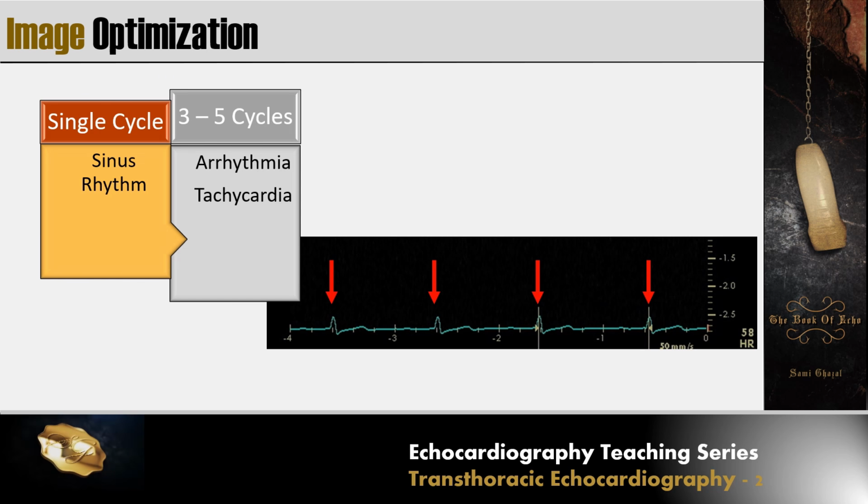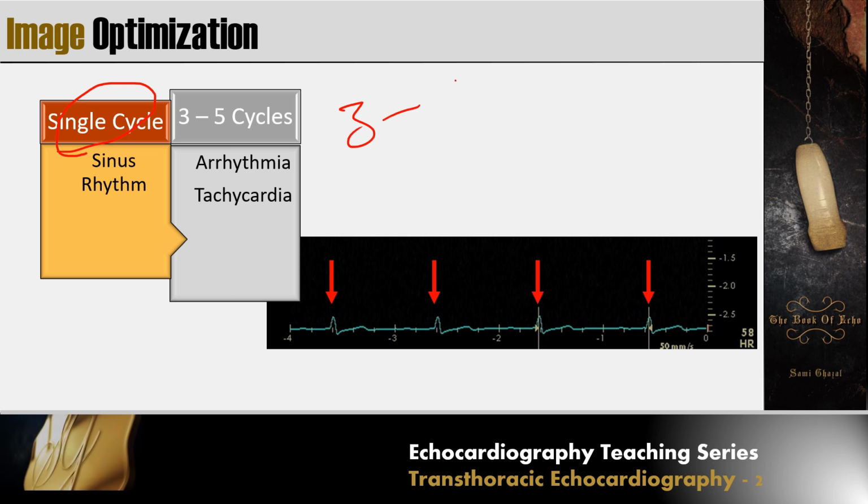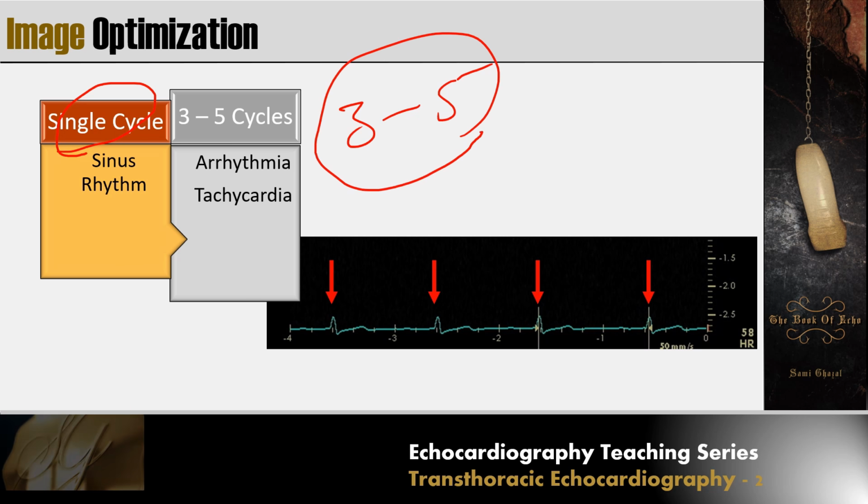This is a very important part of this presentation. Image optimization. First, how many cycles you should take. If there is no arrhythmia, no tachycardia, a single beat acquisition is enough. If there is any arrhythmia or tachycardia, 3 to 5 beats should be acquired.